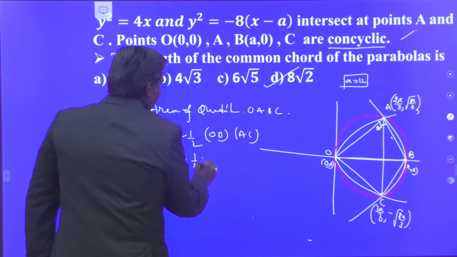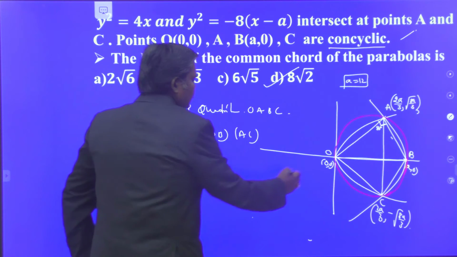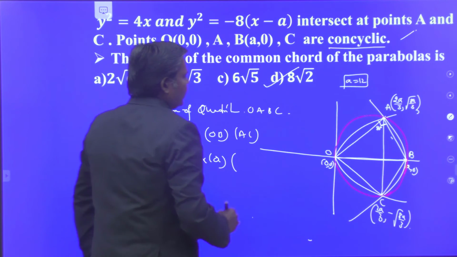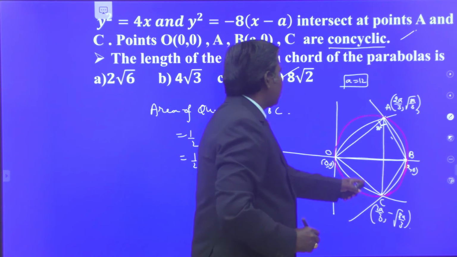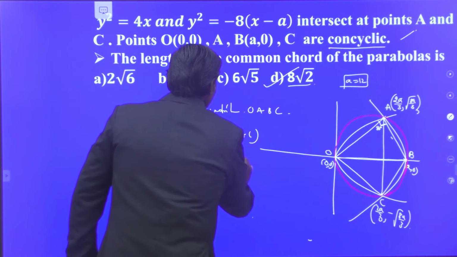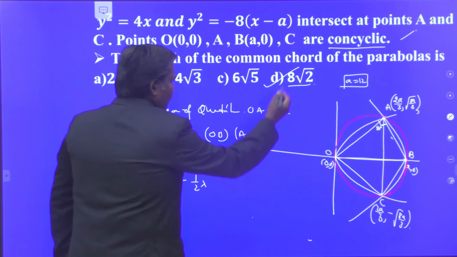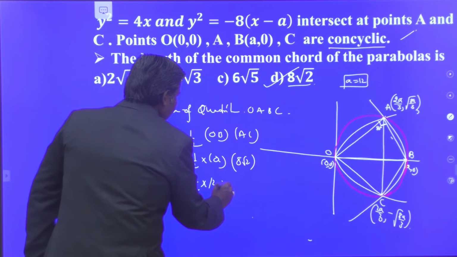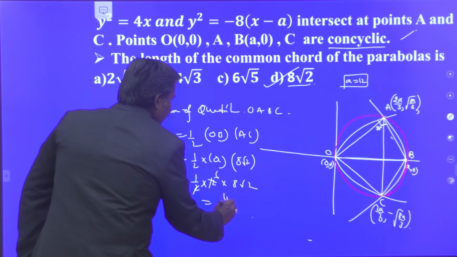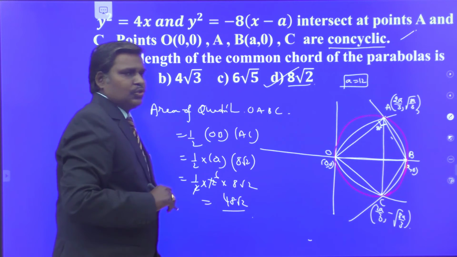Half into, what is OB? The distance from O to B is A units. This is 0, 0, that is A. A times AC, the distance from here to here. Just we found the distance, what is that? 8 root 2. Half of, all of you know that the value of A is 12 for this paragraph, into 8 root 2. This is 6, 48 root 2. So the answer is 48 root 2 for the next question.